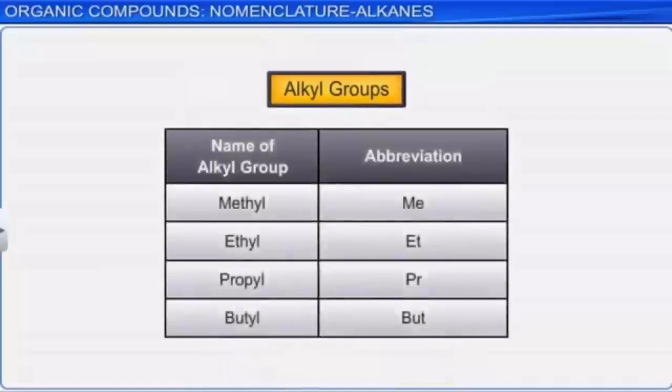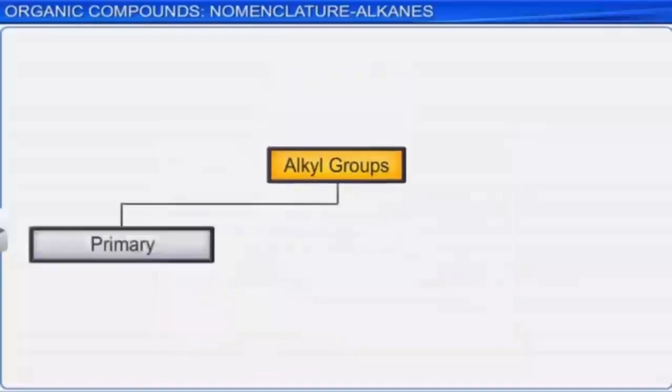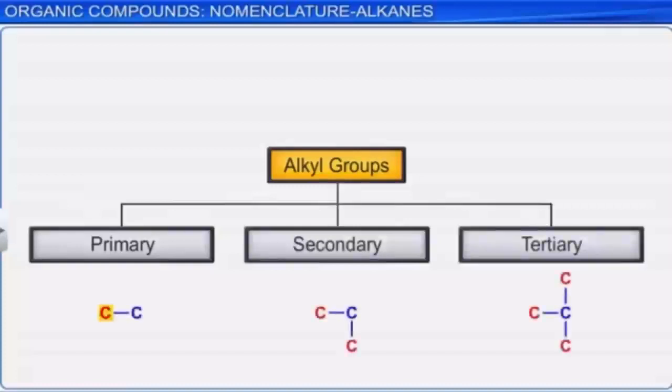At times, abbreviations are used for certain alkyl groups. For example, methyl is abbreviated as Me, ethyl is abbreviated as Et, propyl is abbreviated as Pr, and butyl is abbreviated as But. Alkyl groups are called as primary, secondary, or tertiary based on whether 1, 2, or 3 other carbon atoms are directly attached to the carbon atom in the chain.